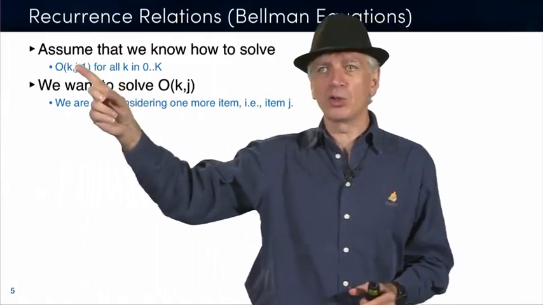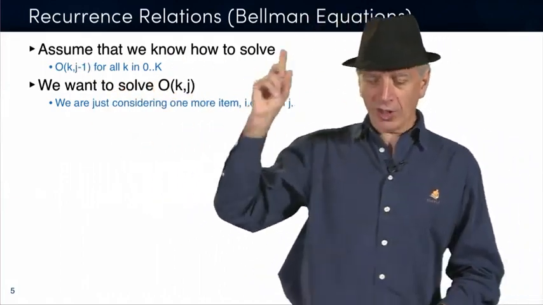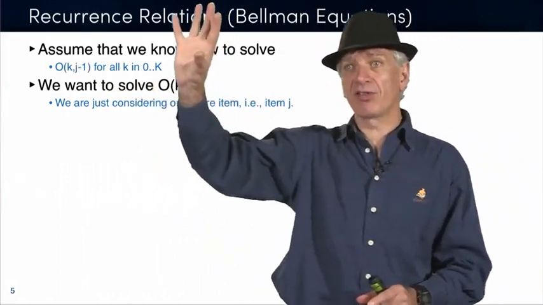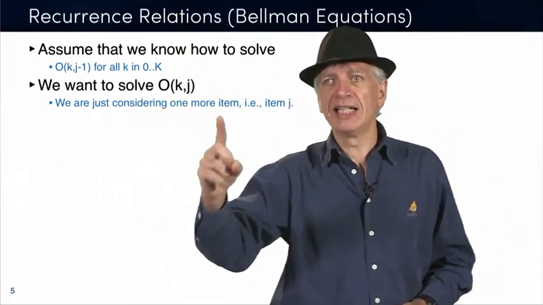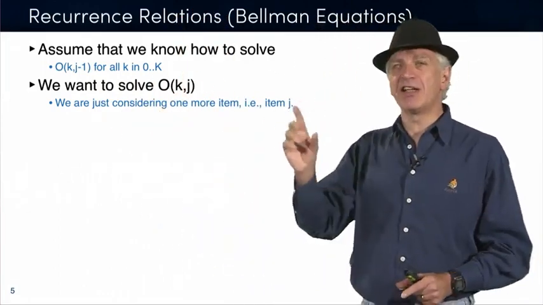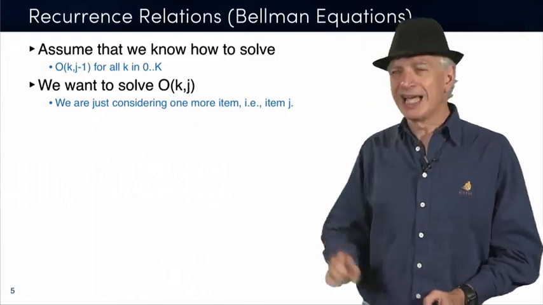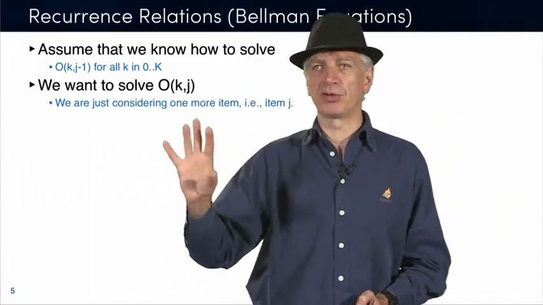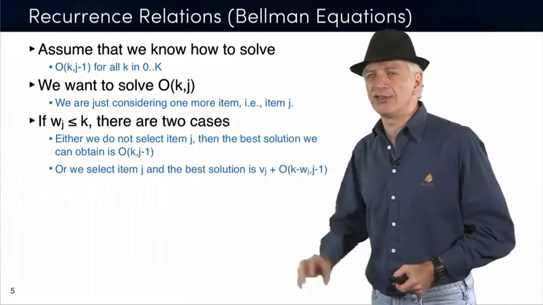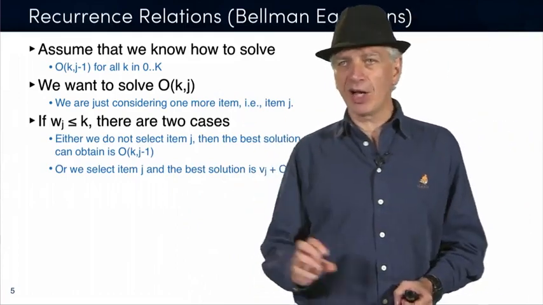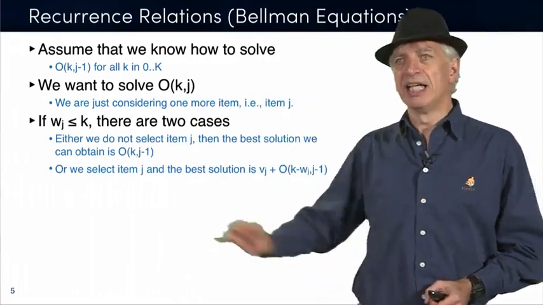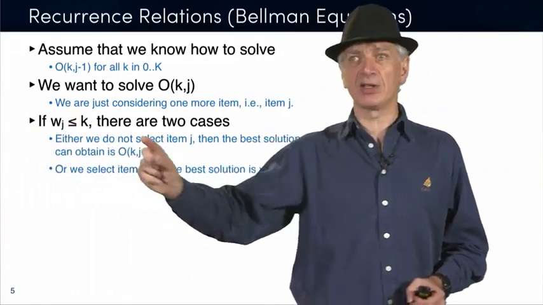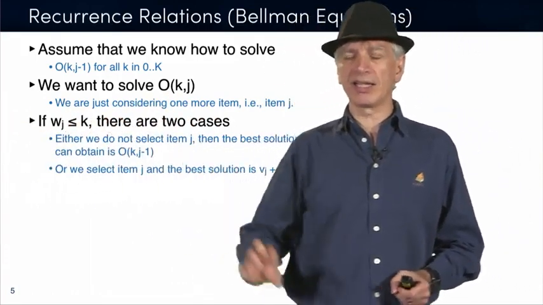What I obviously want to do now is add one tiny little item. I know how to compute O(k, j minus 1) for any value of k, and what I want to do now is compute O(k, j) for all the values of k as well. I'm just considering one item, and you're going to see it's pretty simple what you have to do. The first thing you have to do is find out if that particular item can fit inside the knapsack, that is, if its weight is lower than the capacity k.